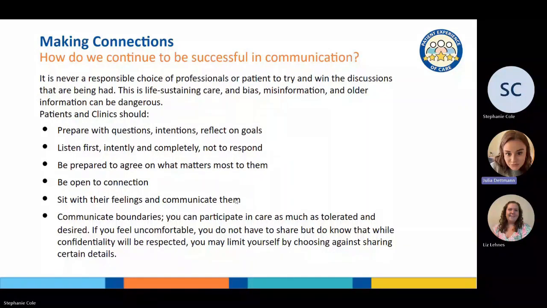Be open to connection. Sit with their feelings and communicate with them. And communicate boundaries. You can participate in care as much as tolerated and desired. If you feel uncomfortable, you do not have to share, but do know that while confidentiality will be respected, you may limit yourself by choosing against sharing certain details.